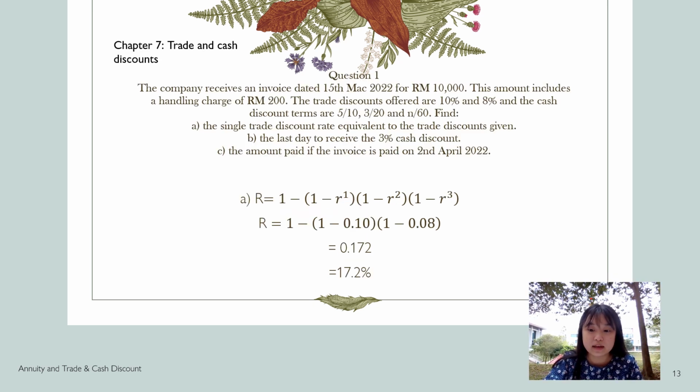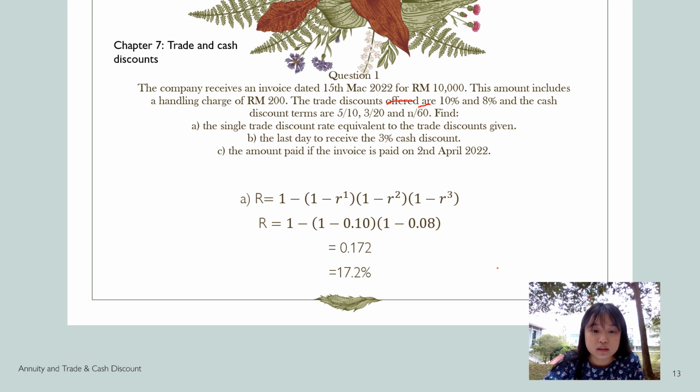Hi, my name is Melissa Amanda Ong binti Adam Ong. My question is question number 1 for chapter 7, trade and cash discounts. The company receives an invoice dated 15 March 2022 for 10,000 ringgit. This amount includes a handling charge of 200. The trade discounts offered are 10% and 8%, and the cash discount terms are 5/10, 3/20, and N/60. Find A, the single trade discount rate equivalent to the trade discounts given.